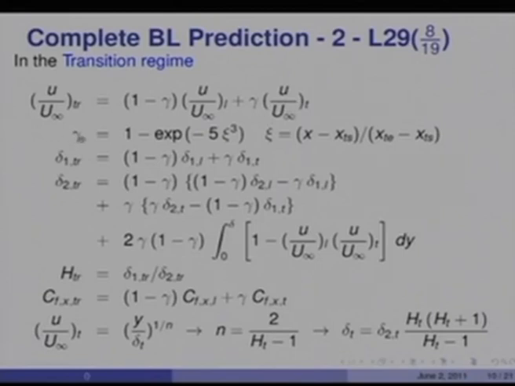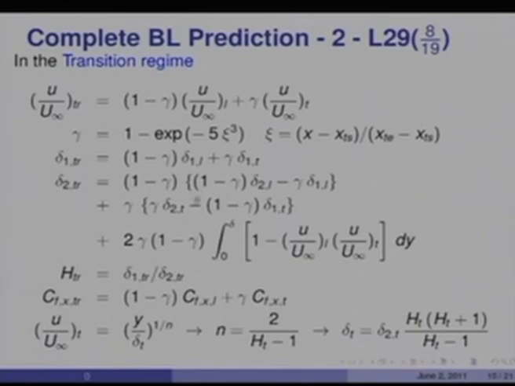Gamma, as you know, is an intermittency parameter which varies with x, and since you know x t s and x t e already, you can readily evaluate psi, and therefore, intermittency distribution over the transitional length is already known. If you substitute this transitional distribution here, then using u over u infinity transition would give you delta 1 transition equal to 1 minus gamma delta 1 laminar plus gamma times delta 1 turbulent. Delta 2 transition again has a similar looking term multiplied by 1 minus gamma plus gamma times gamma of delta 2 t minus 1 minus gamma of delta 1 t.